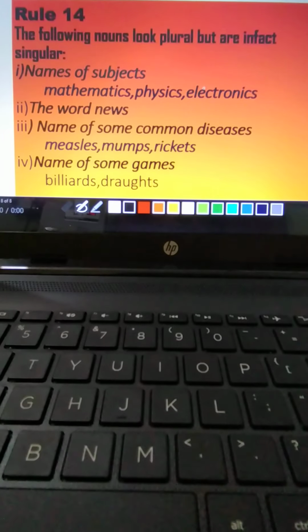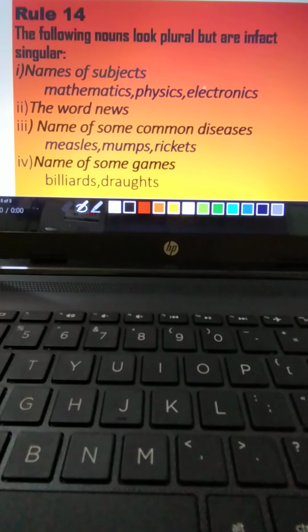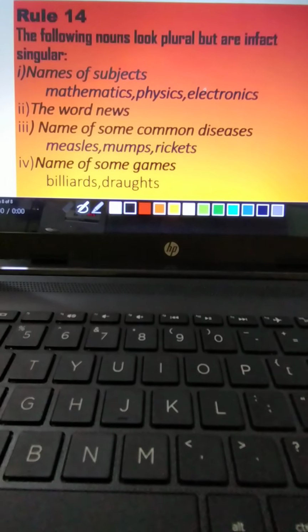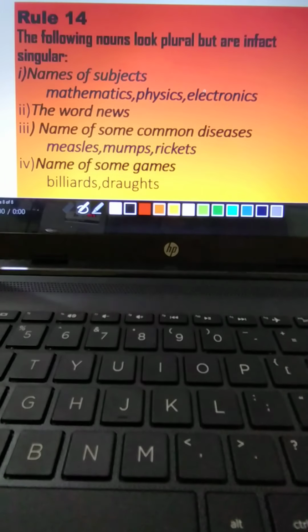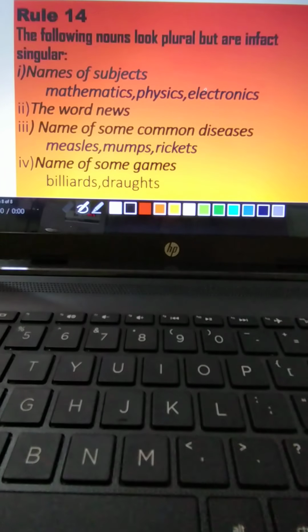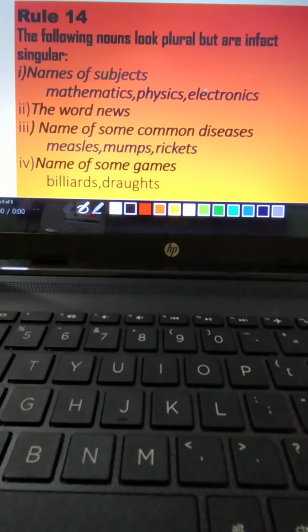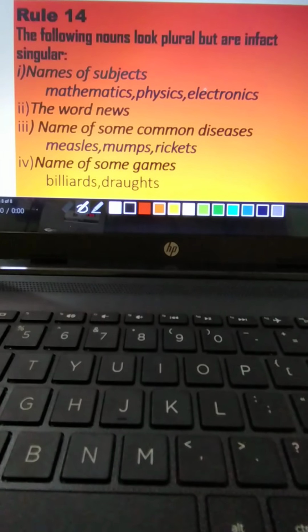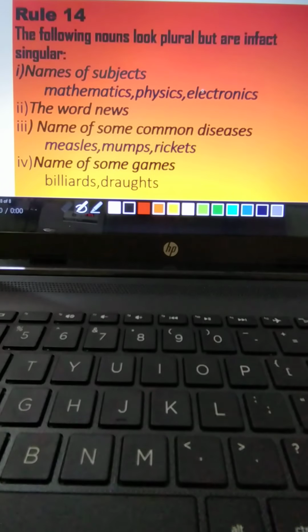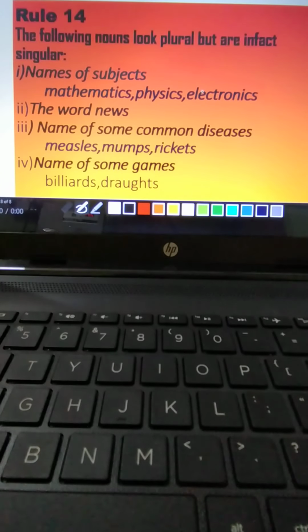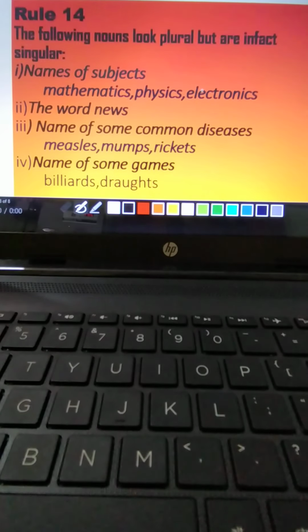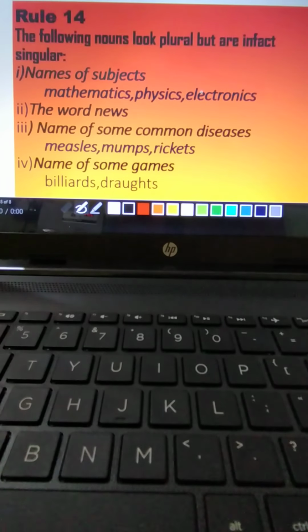Number 1, names of subjects. I am mentioning only a few subjects and things, but all are not mentioned over here. Please do refer. Mathematics, physics, electronics. So over here you can make out that students, we always use these words in the singular sense, but in fact these look plural. These are not plural actually. So I'll read the sentences mentioned in your book.